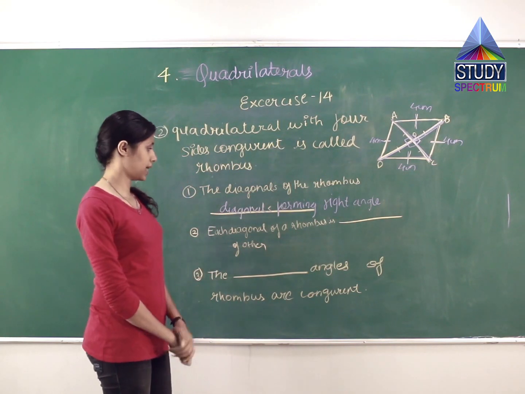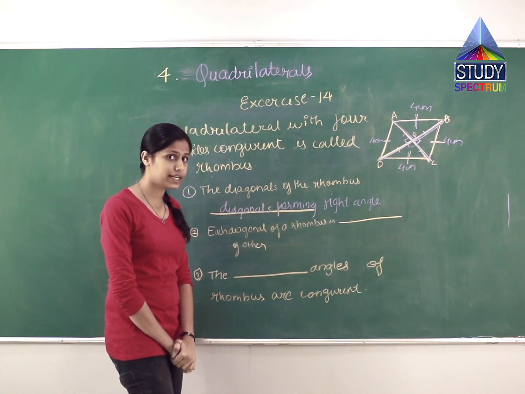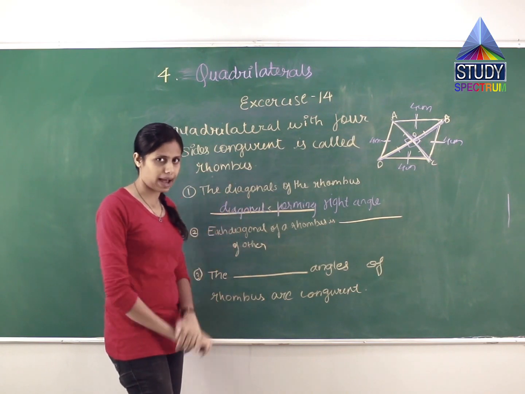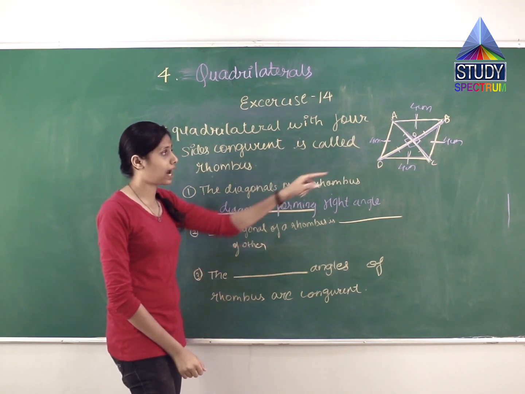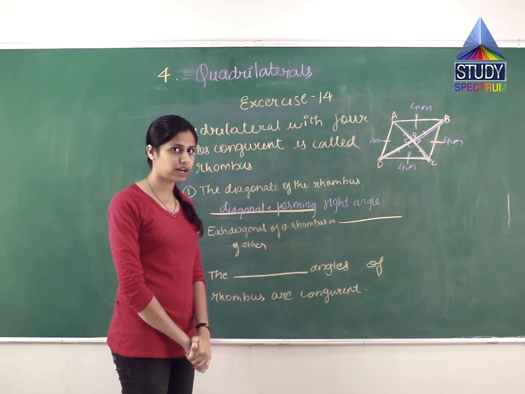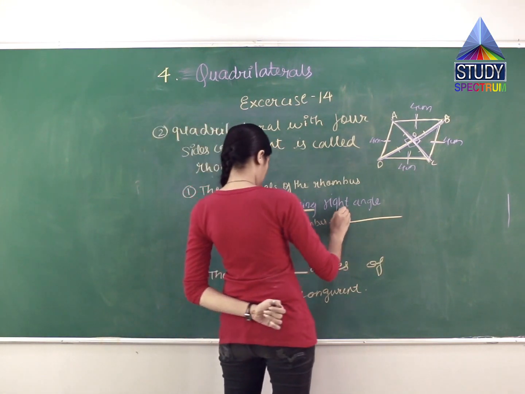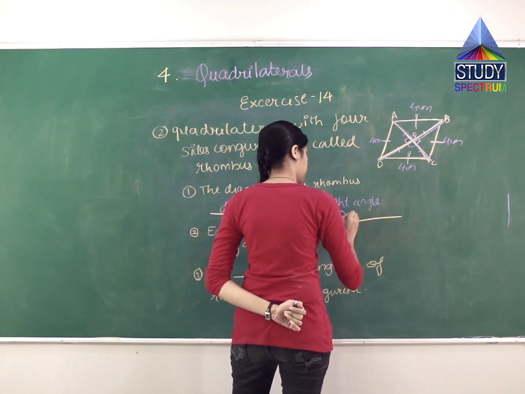The second question. Each diagonal of a rhombus is dash of each other. What is it? It is a perpendicular bisector of each other. But at what angle? 90 degrees. What is another word for 90 degrees? Perpendicular. So they are what? Perpendicular bisectors of each other.